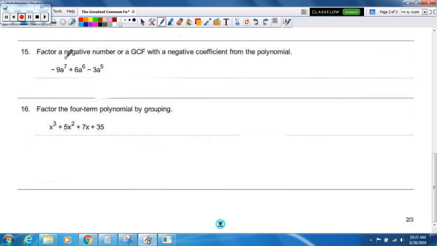This one, they ask you to take out a negative sign, so we're going to do that. They also have a 3 that you can divide by, and they also all have 5a, so that's a to the 5th. So negative 9 divided by negative 3 is a positive 3. And you have 7 a's, but you took 5 out, so that's 2 left over. And then 6 divided by negative 3 is a negative 2, and you have 6 a's, but you took 5 out, so that's 1 left over. And then negative 3 divided by negative 3 is a positive 1, and you took the 5 a's out. So there's your answer for that one.